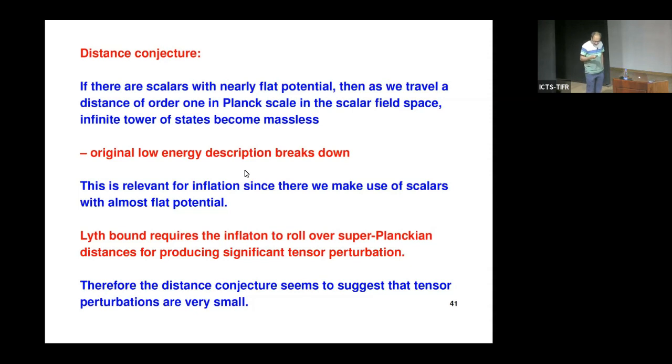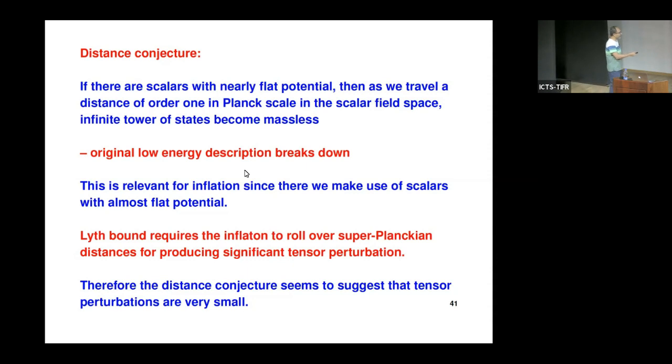The second conjecture that I'll describe is what is called the distance conjecture. This says that if there are scalars with nearly flat potential, then as we travel a distance of order 1 in Planck scale in the scalar field space, an infinite tower of states become massless. So imagine that you have a scalar field and you move in the scalar field space a distance of the order of the Planck scale. This conjecture says that you cannot move farther than the Planck scale, because then the description of the theory that you're using breaks down, because an infinite tower of states become massless. So you have to include all these new massless states in your low energy description.